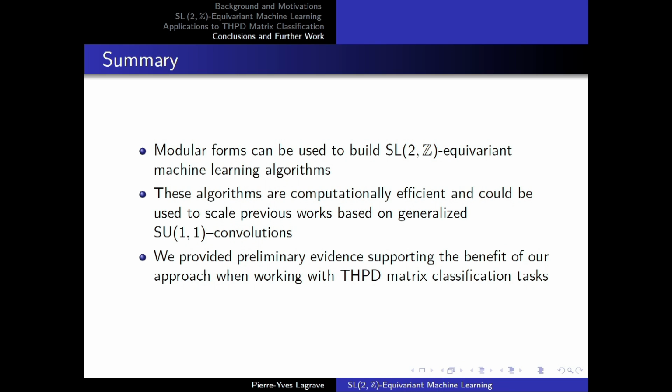So in summary, we have shown that modular forms can be used to build SL2Z equivariant machine learning algorithms, that these algorithms are computationally efficient, and they could be used to scale some previous work leveraging SU(1,1) convolution. And we did provide some preliminary evidence supporting the benefit of the approach when working with these THPD matrices.